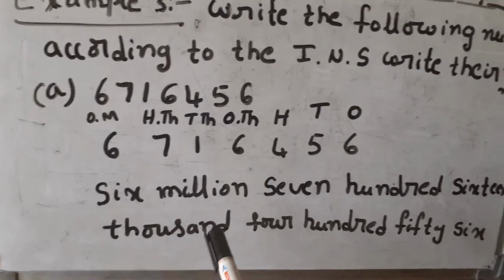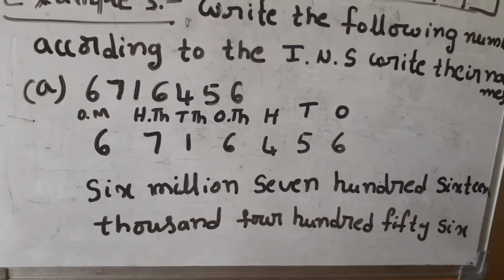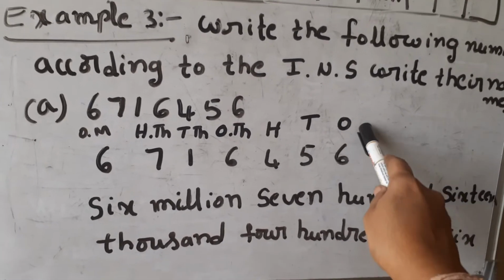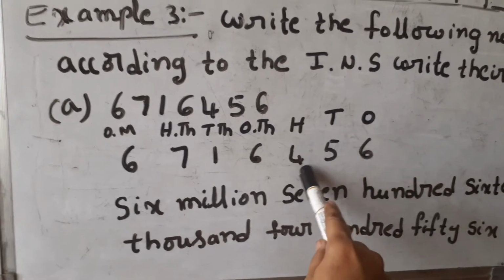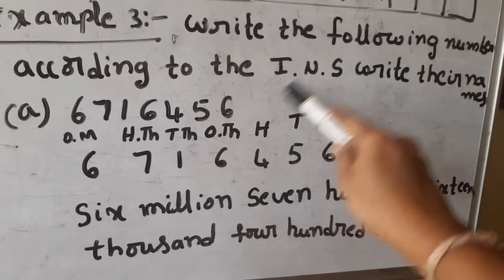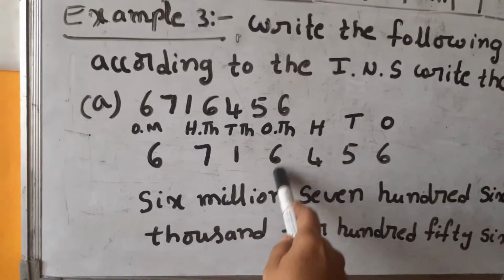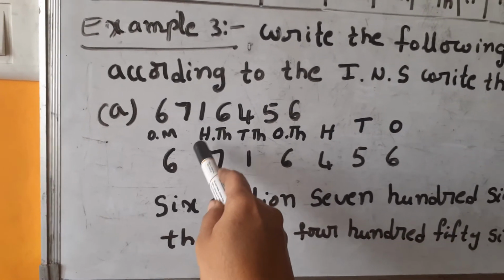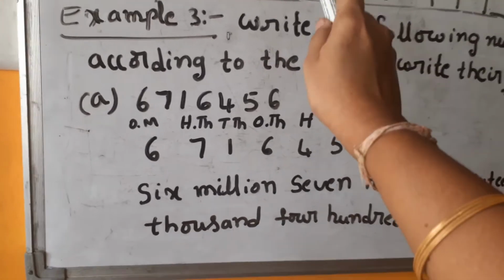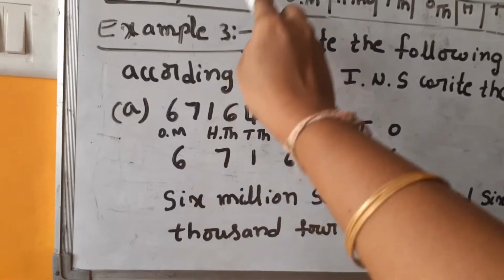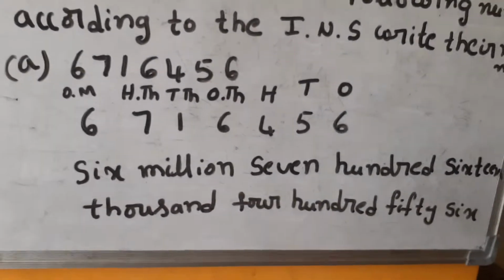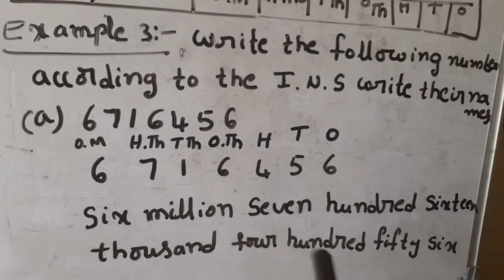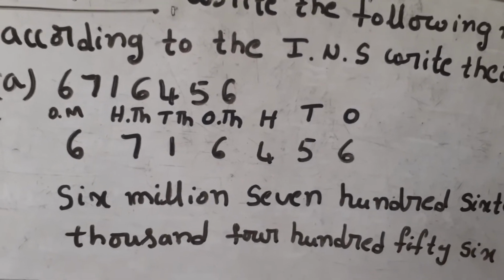Again, 6,716,456. Why? Because 6 is the ones place, 5 is the tens place, 4 is the hundreds place. These 3 numbers consist as ones. Next 6 is the 1,000, 1 is the 10,000, 7 is the 100,000. These 3 numbers consist as the thousands place. Next 6 is the millions place. Same as this model, do exercise 3, second one, as homework.